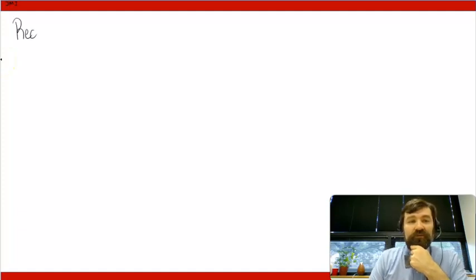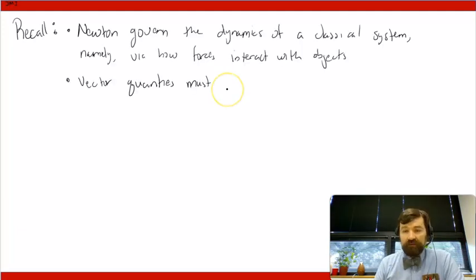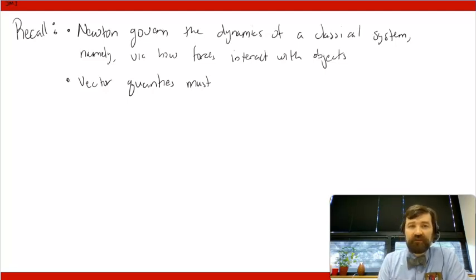So you can recall either way Newton's force laws. Newton's force laws govern forces and how they interact with matter. The other thing that you should recall besides Newton's force laws is that there are vector quantities and scalar quantities, and that vector quantities must be dealt with slightly differently than scalar quantities. Okay?